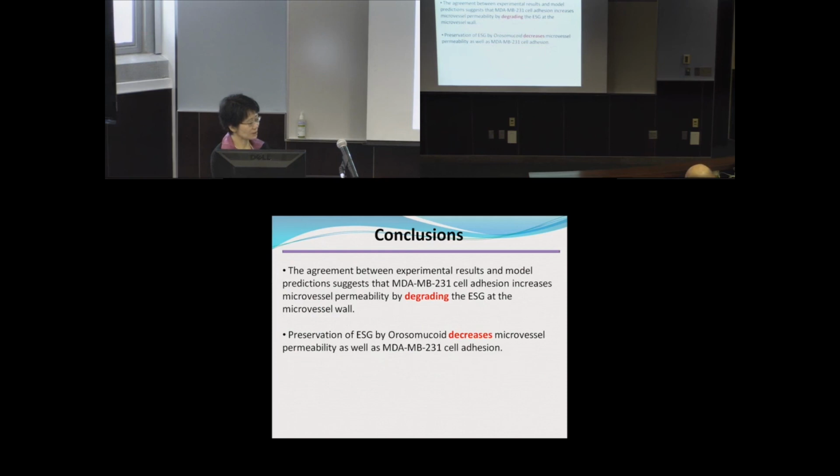The agreement between experimental results and model prediction suggests this type of tumor cell adhesion increases microvessel permeability by degrading the surface glycocalyx in the microvessel wall. If we preserve this surface glycocalyx, we can reduce the solute permeability as well as tumor cell adhesion.